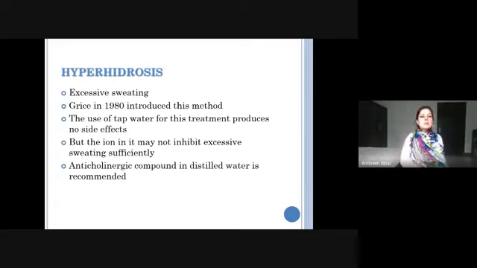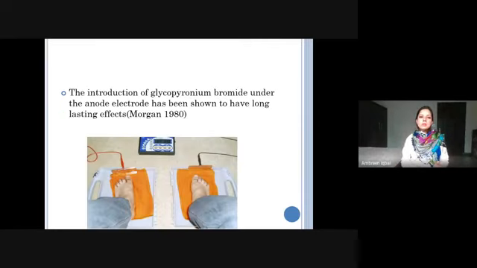For this purpose, we can also use anticholinergic compounds. As we know, cholinergics, acetylcholine, increase the secretion of all the glands, while anticholinergics are compounds that decrease the secretion of the glands. So atropine and glycopyrronium bromide can be used instead to decrease gland secretion. The use of glycopyrronium bromide under the anode electrode has been shown to have a long-lasting effect, and Morgan in the 1980s introduced glycopyrronium bromide for the treatment of hyperhidrosis.